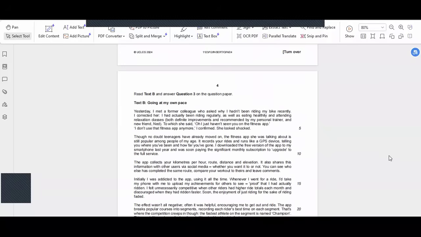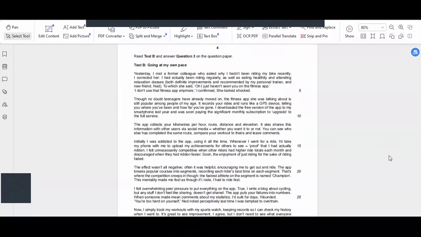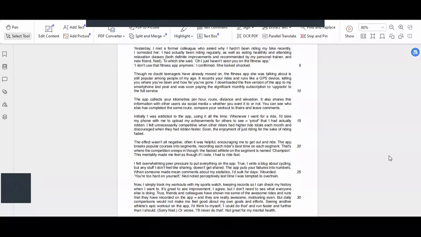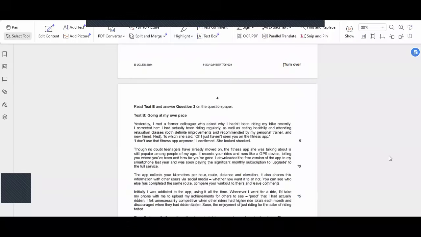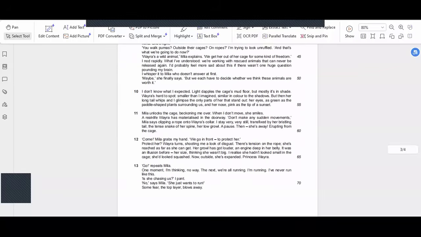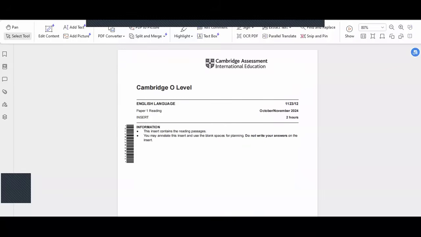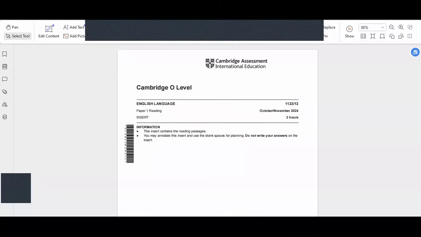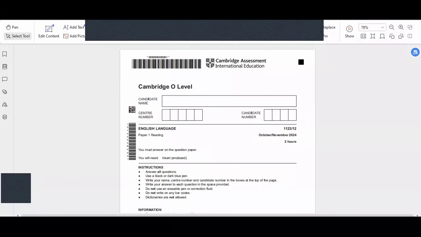Then we will have Text B, which is aligned with Section B of our question paper, which is the summary writing task and short response question. The other document that we will be handed is the question paper, which will look like this.